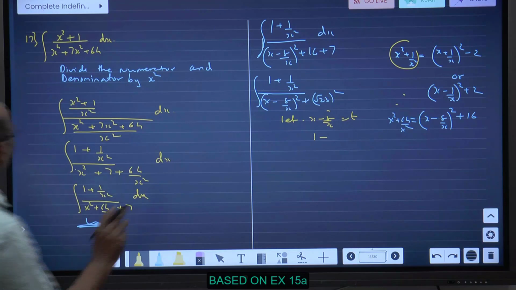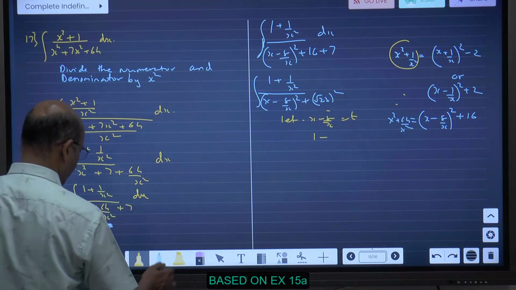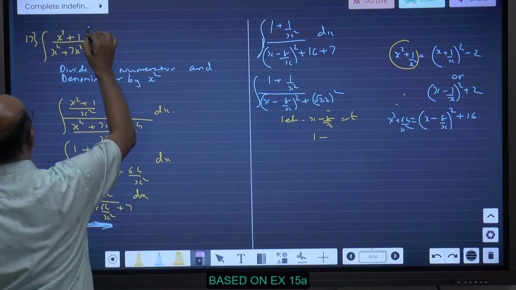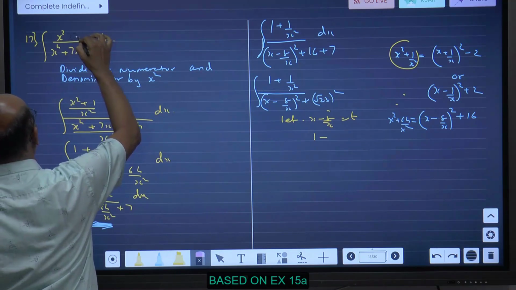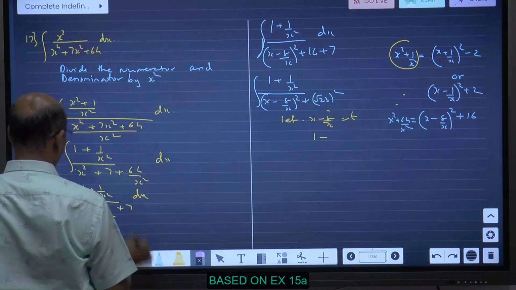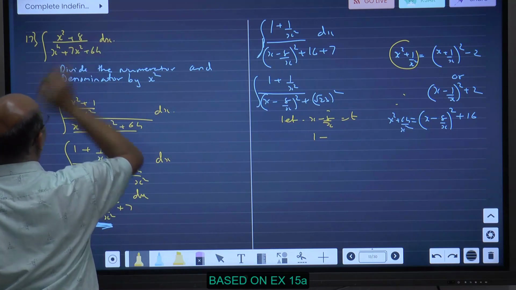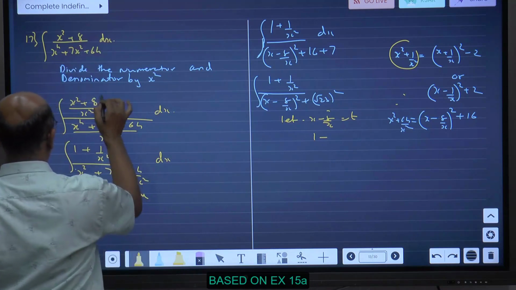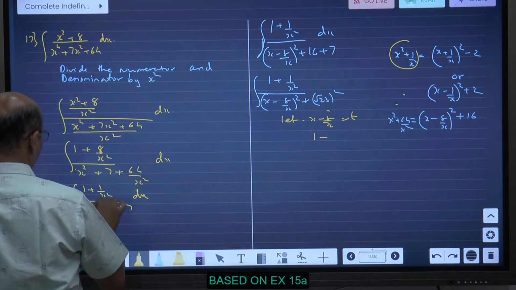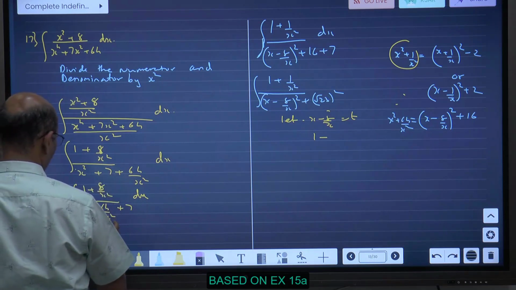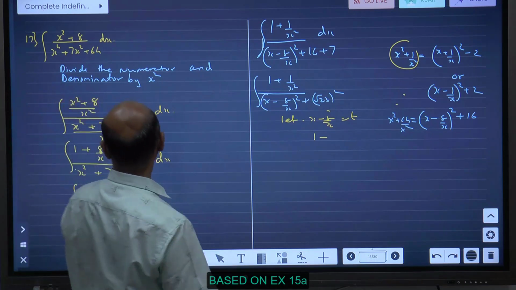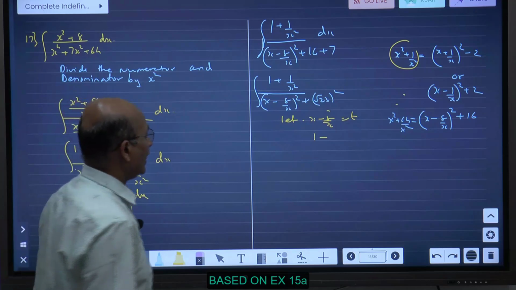Yeah, that's where the mistake happened here. It is not plus 1, it is plus 8. Okay, plus 8. Sorry, plus 8, plus 8. Okay, yeah, plus 8, I got it. Okay, fine, plus 8. So now what happens?